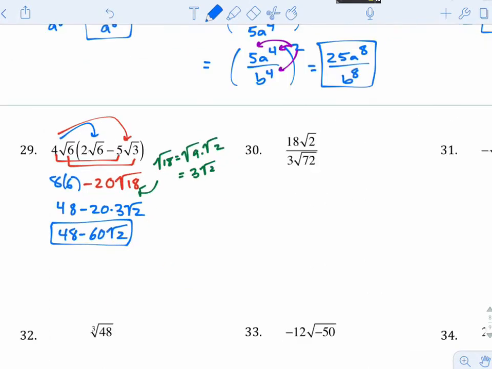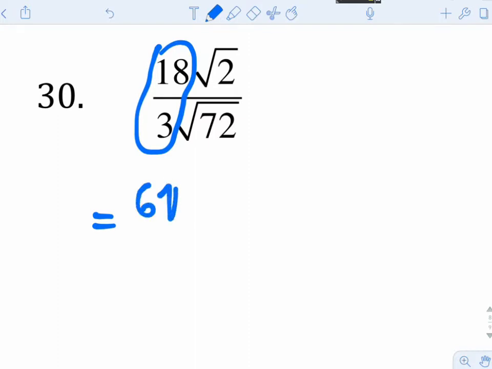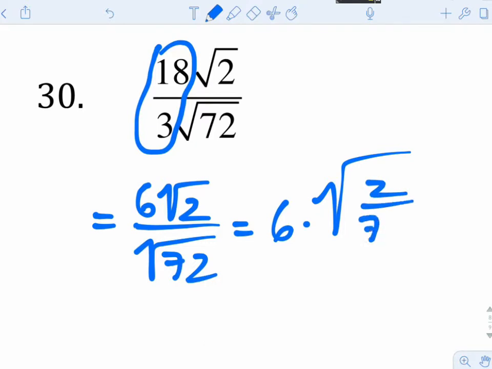Let's check out number 30. Ooh, lots of fractions. Well, first things first, let's go ahead and simplify our coefficients here. Might as well. 18 over 3, also known as 6 over 1, so I'm just going to toss a 6 up here. All right, and now I see the square root of 2, which I have no idea what that is. I see the square root of 72, I have no idea what that is, but since they're both square roots, I do know that we can write this as 6 times the square root of whatever their quotient is.